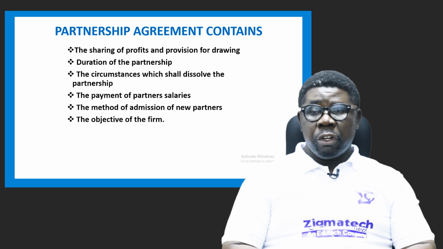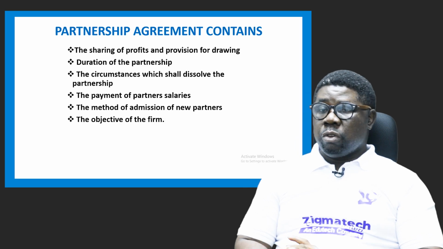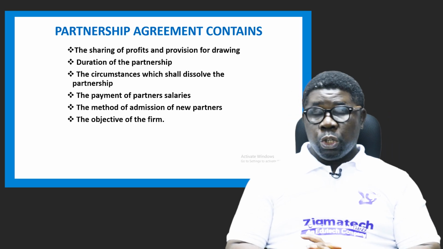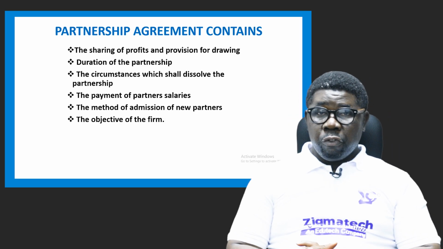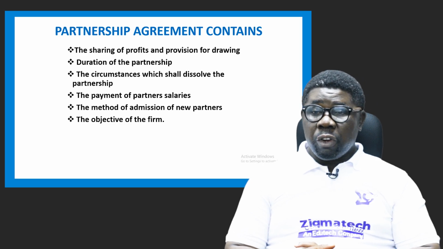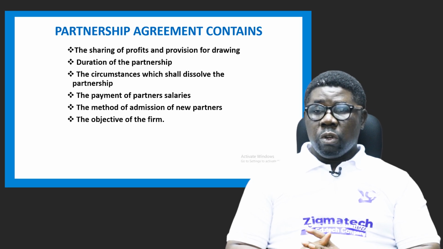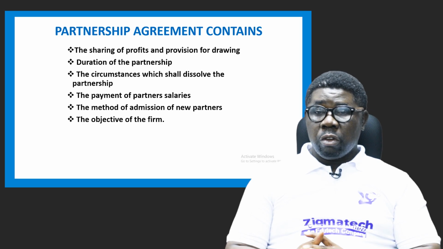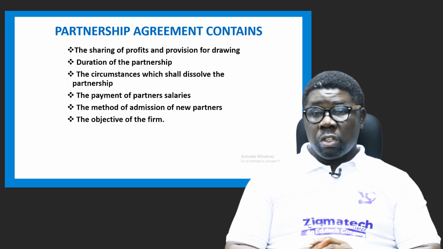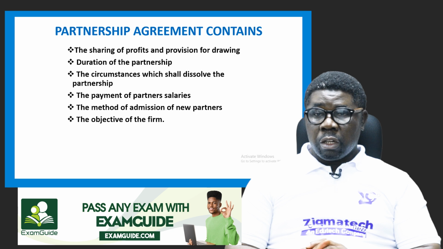Then sharing of profit as well and provision of drawings. All right, so how is profit going to be shared? What is the procedure for withdrawals from the account? Who and who should be involved in withdrawing money from the account? In what proportion, all right? So the provision for withdrawing money is also stated there, and who are those to be signatories to those account details.